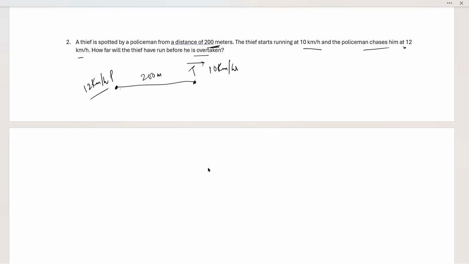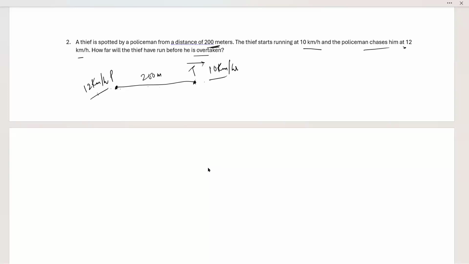Okay. So what will happen in this? Obviously the police will overtake and catch him because he's traveling at a higher speed than the thief. So as they start moving, the distance between them, this 200 meter, will start getting reduced, because the relative speed is positive in the same direction.